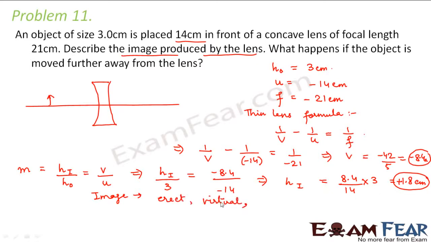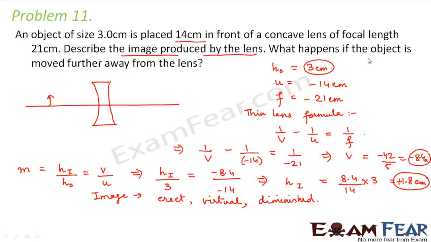And what about the size of the image? Object was 3 centimeters and the image is 1.8 centimeters. So the image is also diminished. And the image is located 8.4 centimeters from the optical center of the lens.